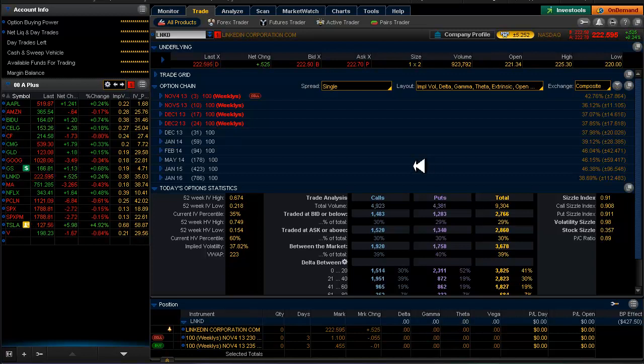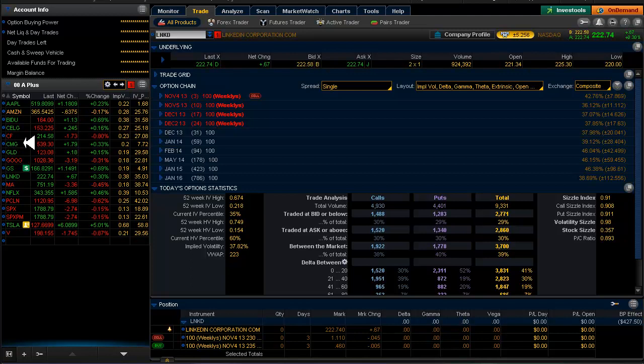So right now we're looking at the current IV, 37.82. So that is in 35% of the range between these two numbers. So we're at 37.82, and that's not too bad compared to some of the other ones on the A plus list.